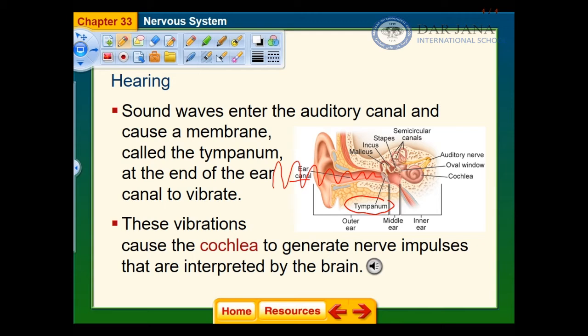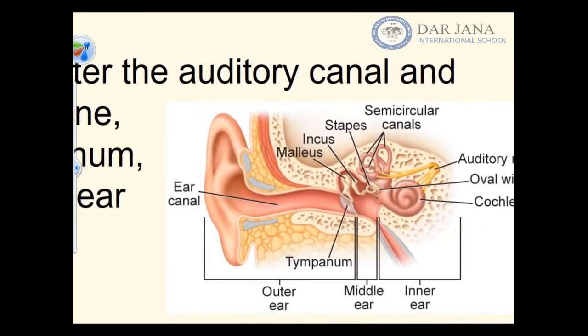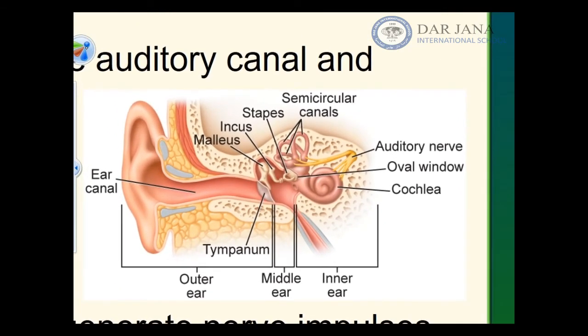The eardrum is connected to three bones: the malleus, the incus, and the stapes. They are also named hammer, anvil, and stirrup. So these three bones that are found in the middle ear are the tiniest bones in the human body. Their role is to amplify the vibration and to transmit these vibrations to a structure called the cochlea.